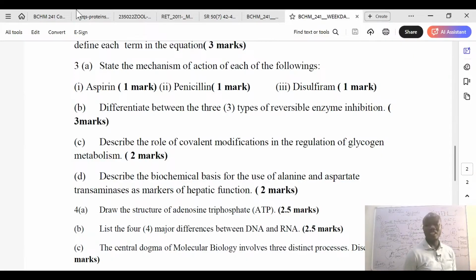Excellent, Charity. It blocks the production of prostaglandin, because prostaglandins are the molecules that cause headache. Excellent. Then what about penicillin? What is the mechanism of action of penicillin?